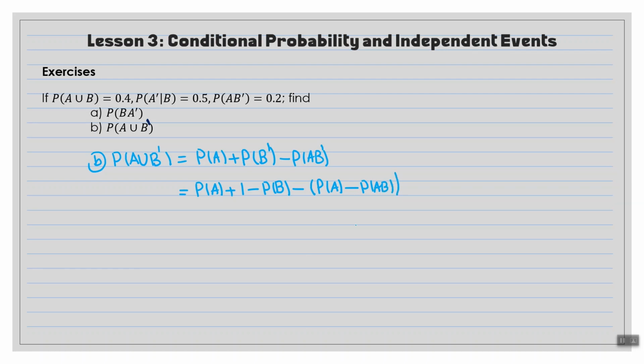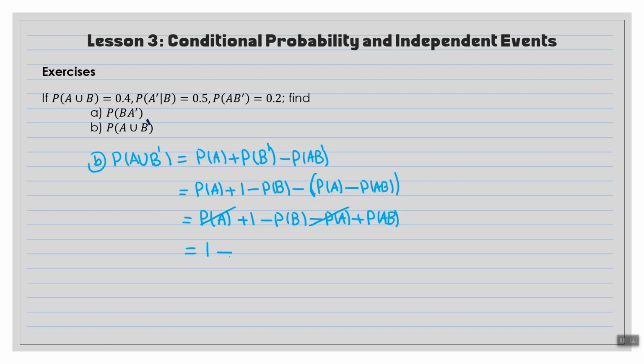Good. Notice that I have put these in brackets because I have a minus before it. This minus applies to both of them. So this is going to be the probability of A plus 1 minus the probability of B minus the probability of A plus the probability of AB. Now look at this, guys. I still do not have to find the probability of A because they will cancel each other. So I'll have 1 minus.